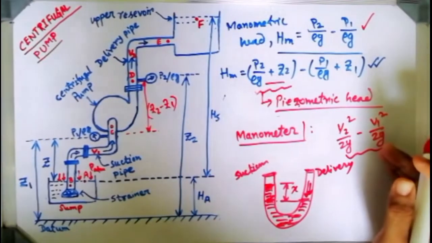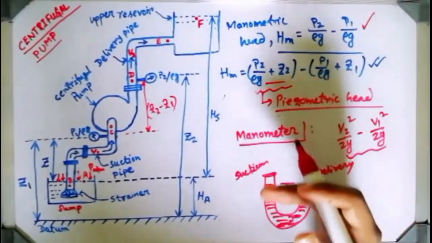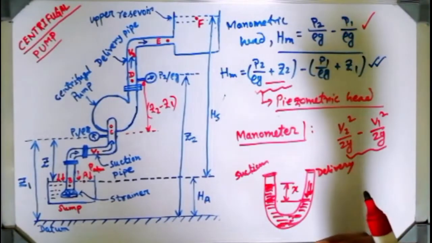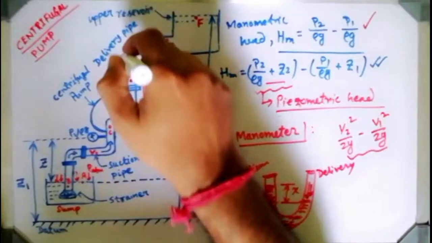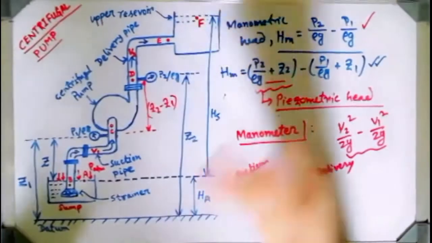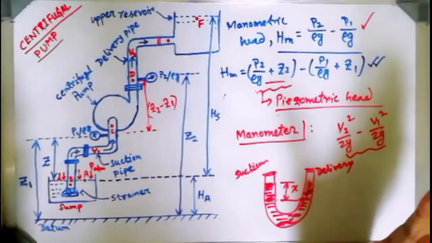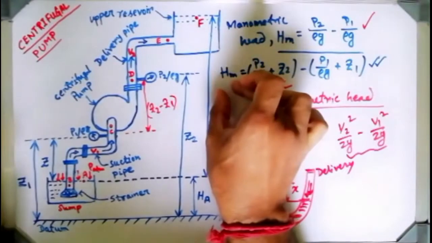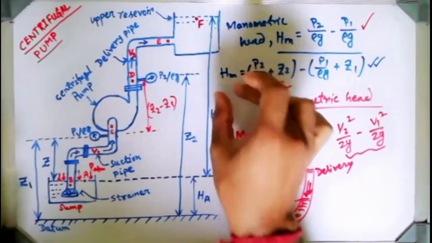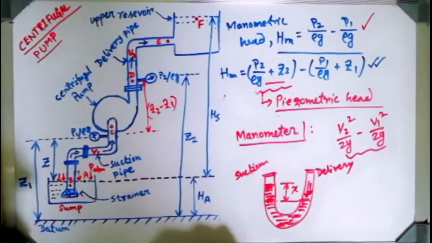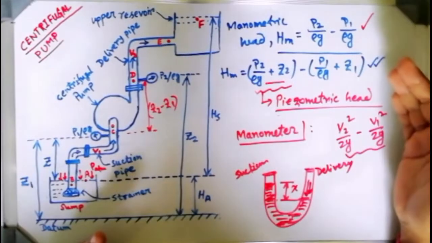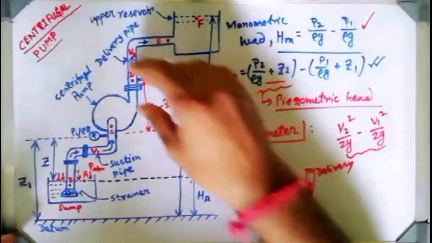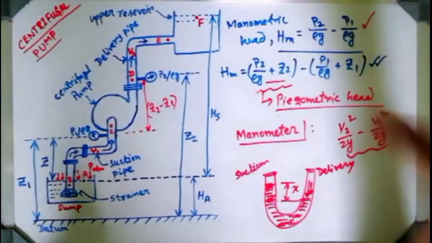Why am I saying this? Because from the numerical point of view, most of the time, if they do not mention the velocity at inlet and velocity at outlet, then to find the manometric head we have to ignore the velocity head term. Are you getting me or not? If the velocity at inlet and velocity at outlet are given to you, then you always have to consider them.